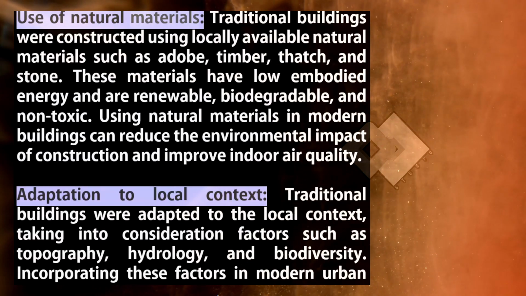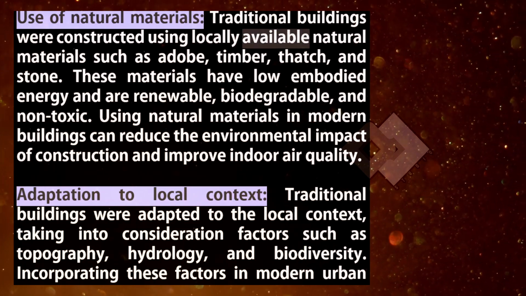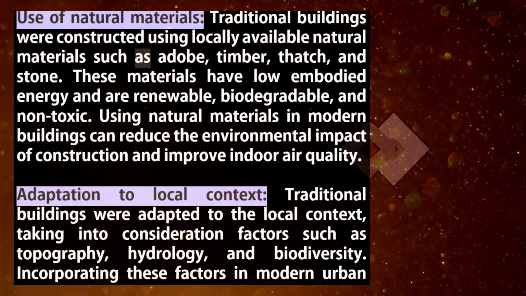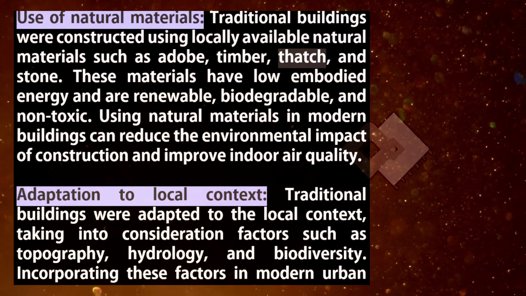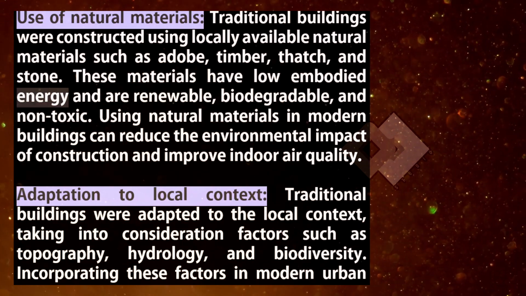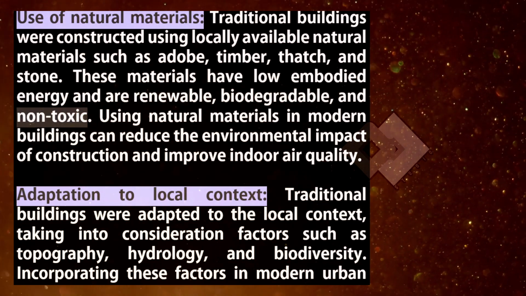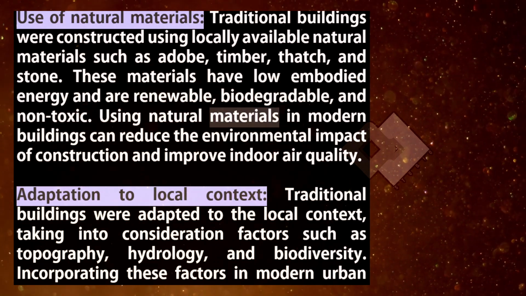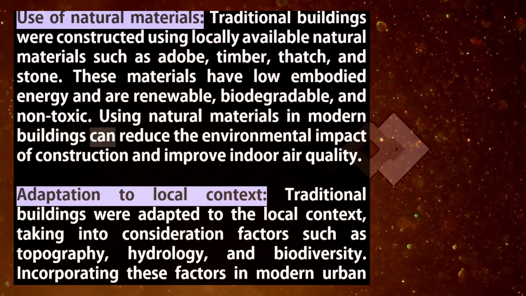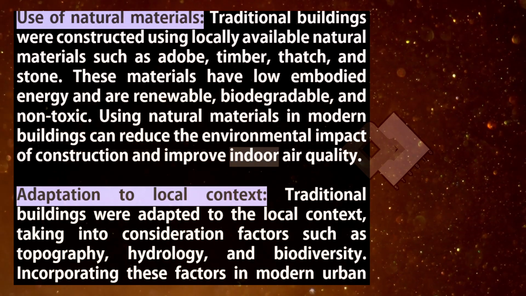Use of natural materials. Traditional buildings were constructed using locally available natural materials such as adobe, timber, thatch, and stone. These materials have low embodied energy and are renewable, biodegradable, and non-toxic. Using natural materials in modern buildings can reduce the environmental impact of construction and improve indoor air quality.